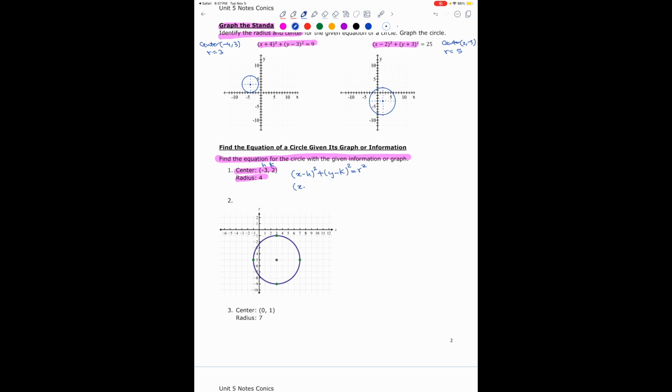So x minus negative 3 all squared plus y minus 2 all squared equals 4 squared, which turns out to be x plus 3 all squared plus y minus 2 all squared equals 16, and that is the equation of the circle in the standard form.